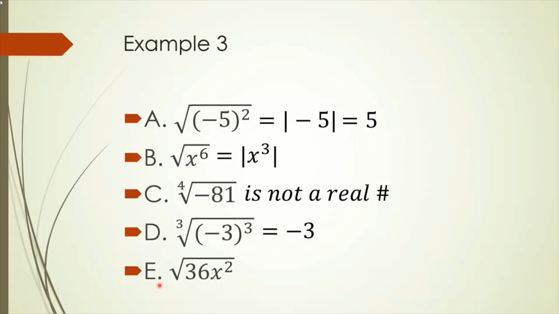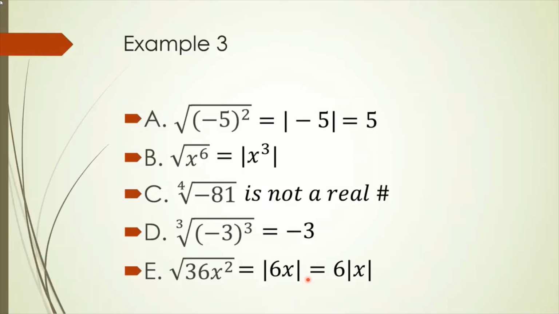Letter E, you have the square root of 36, which is 6, and x squared. You take the square root of that, they're opposites of one another, so it just cancels out. So you can write it one or two ways. You can write it as the absolute value of 6x, because again, you don't know if x is positive or negative, but you know that the result has to be positive because it's a square root, it's an even root.